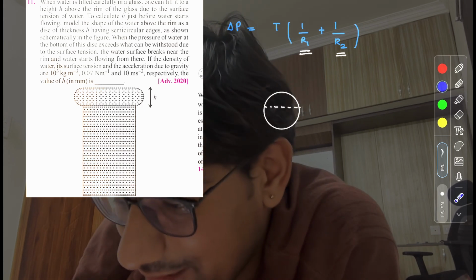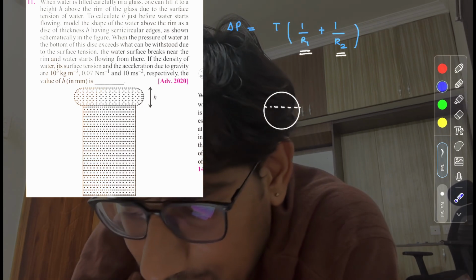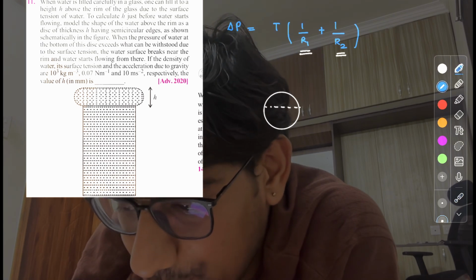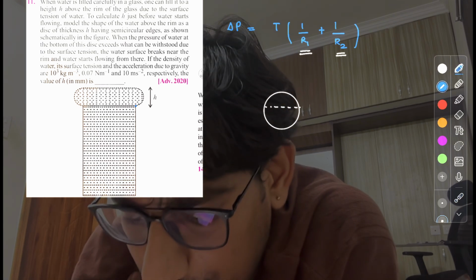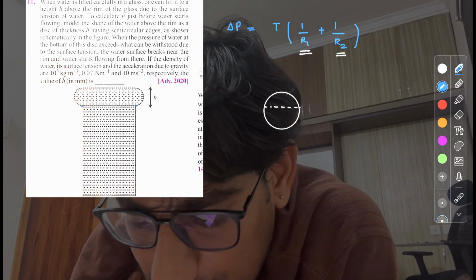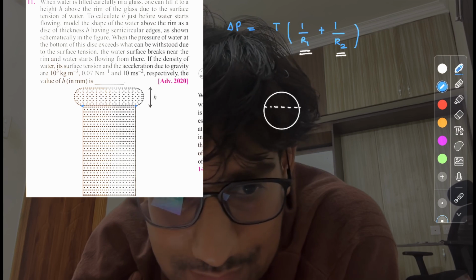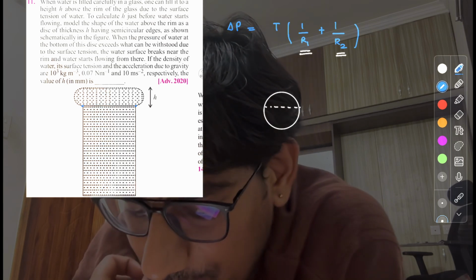Simply, they are saying that if we take a water glass and fill it, we can fill it beyond a certain value. This is the upper brim of the glass, and we can fill it even more than that. So how much can we fill?